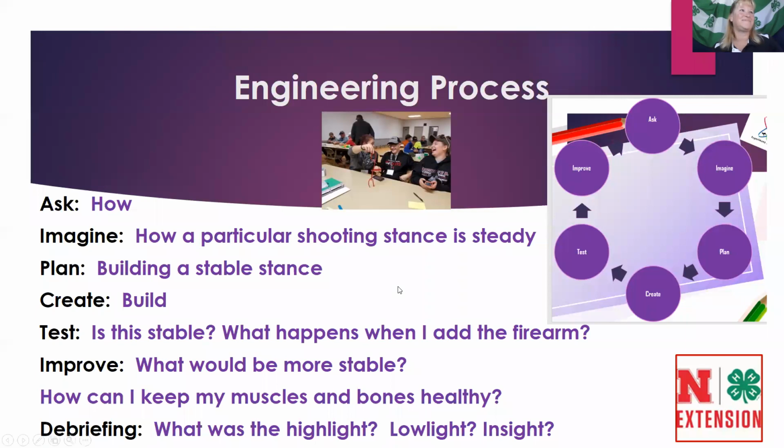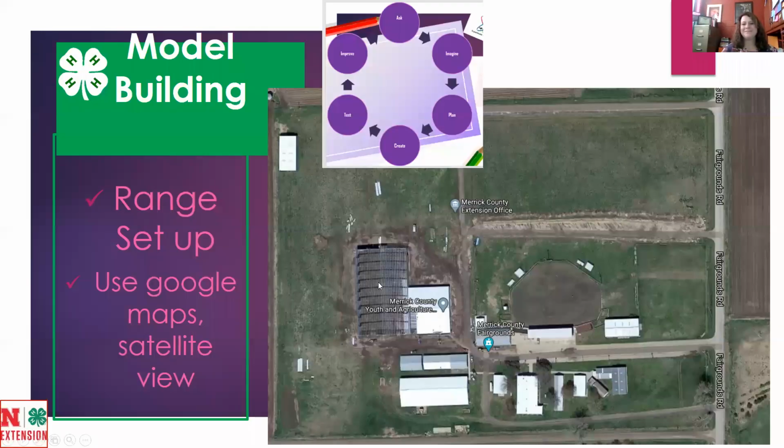Very good. And so you can use model building in other ways as well. And this is an example of another STEM activity that you can do with your youth. You can do an aerial shot and use Google Maps or a satellite view and have them do a range setup. And what would you need to do this more accurately, Tammy?